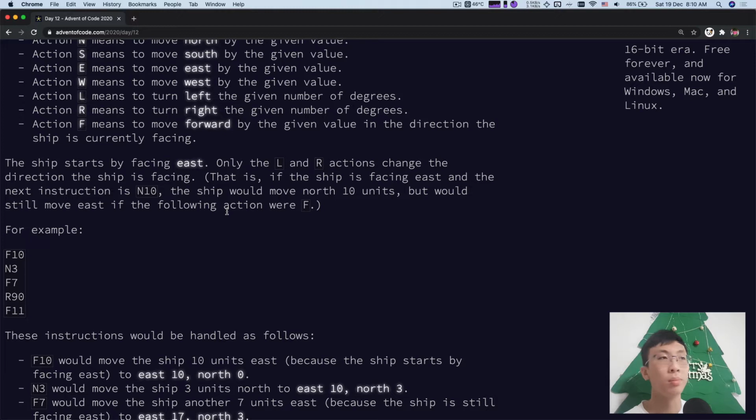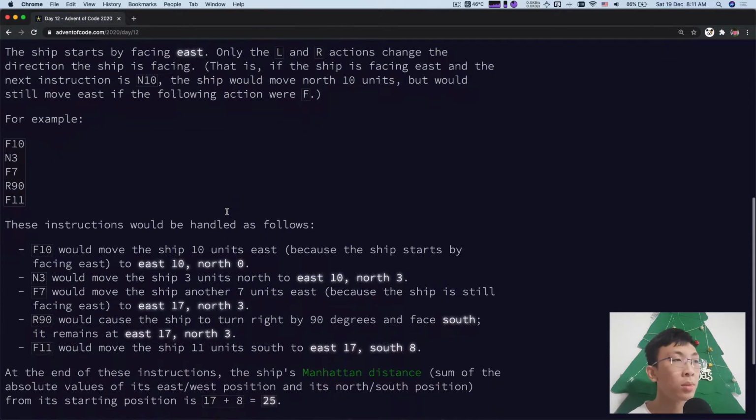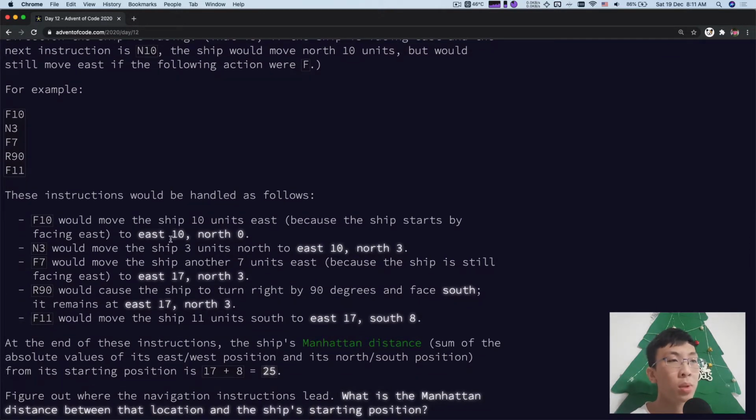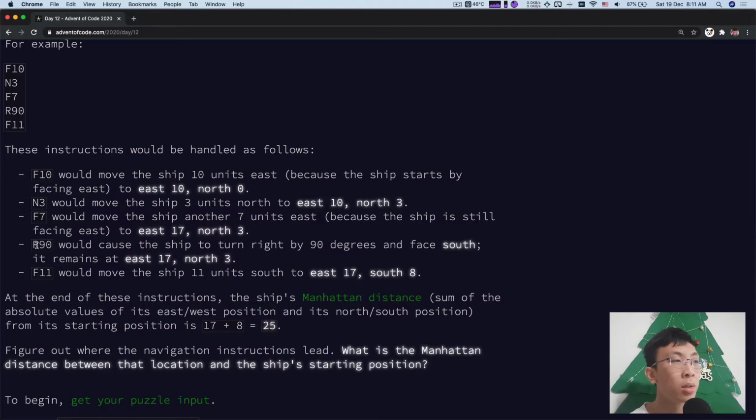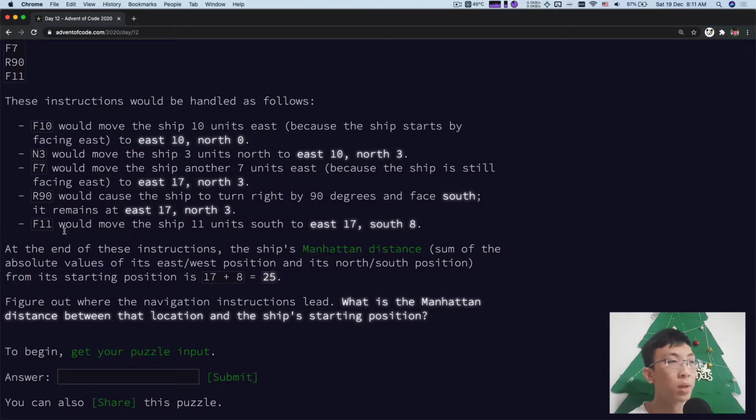So F is forward based on the direction you're facing. F10 is to move forward 10 units east, N3 is to move 3 units north, F7 is to move the ship 7 units east because you're still facing east. R90 is to turn right 90 degrees, so now you're facing south. F11 would be moving the ship 11 units south, because you're facing south.